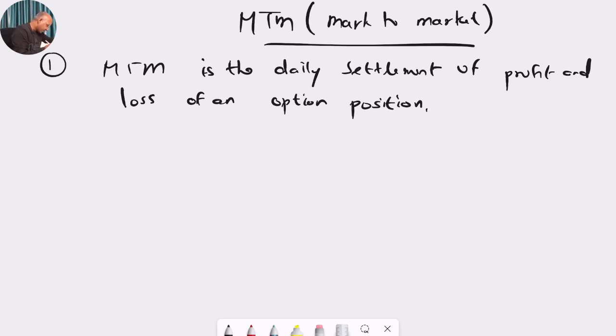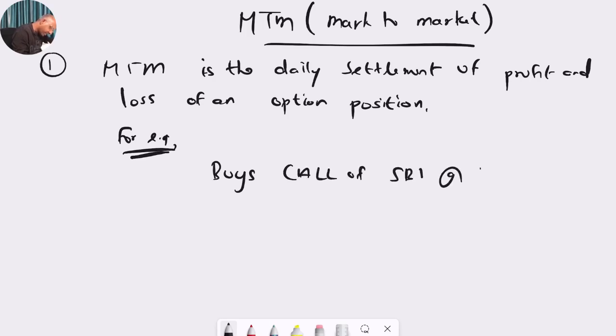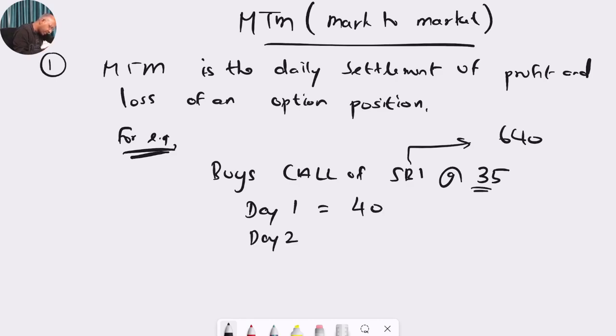Let's say, for example, an option buyer buys a call option of SBI at the 35 rupees premium and the SBI is trading at 640, assuming the price of the SBI will move up. Let's say on the end of day 1, the premium value closed at 40 rupees. Day 2, it closed at 30 and day 3, it closed at 50 rupees. Let's say on the end of the day 3, he squared off the position.